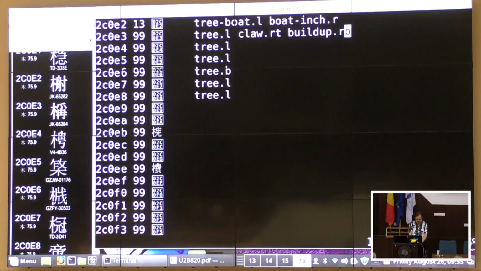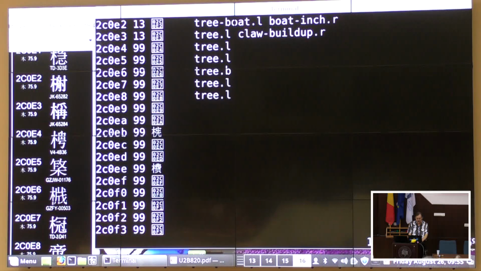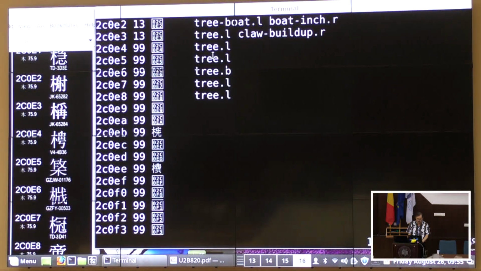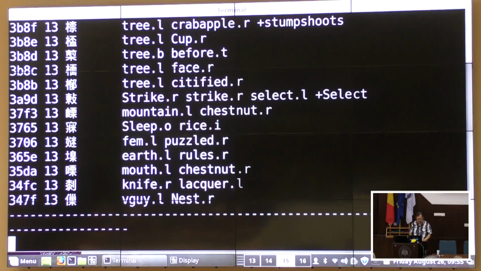So now what I do is if I type Control L here, it looks it up, and it says, oh, there is a character called claw buildup that already exists and already has a name. So it just inserts the name there, and I'm done. Notice it also adds up the stroke count from the other two characters and slips it in there in place of the 99, which means I don't know yet. I can look up things by stroke number. So if I look for things with tree and 13 strokes, I'll just get the ones with 13 strokes.